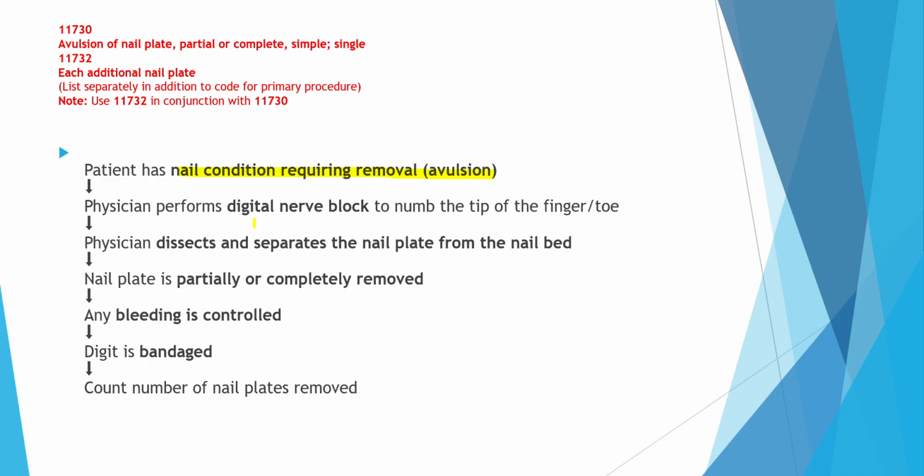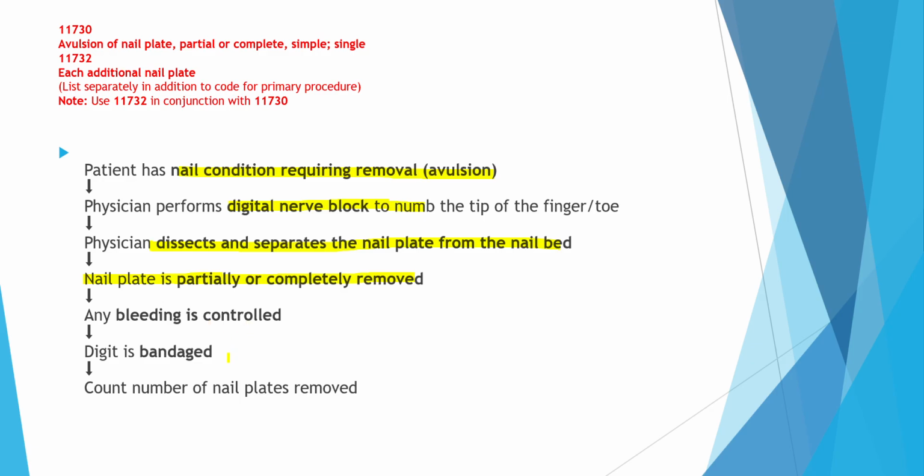So we will look into the procedure. The physician will numb the area with the help of a digital nerve block. Okay. And he will dissect and separate the nail plate from the nail bed. Here he is removing the nail plate, right? So he will separate it from the nail bed. The nail plate is partially or completely removed. If any bleeding is there, he will control it.